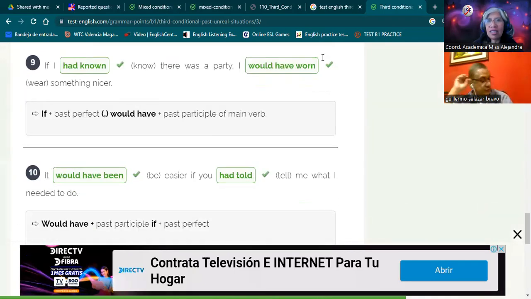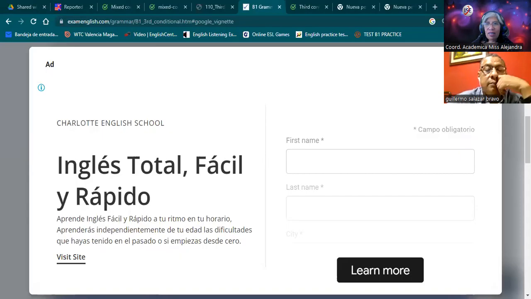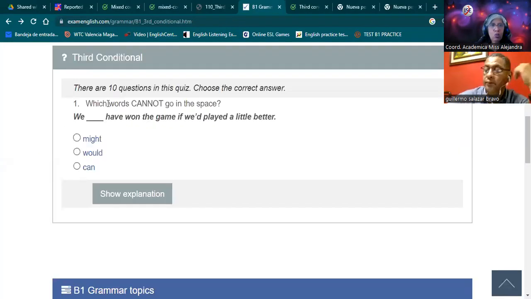One more exercise, please. Third conditional. Mixed conditional, third conditional exercises. This is the way it can be in a test, okay? There are 10 questions in this quiz. Which words cannot go in the space?